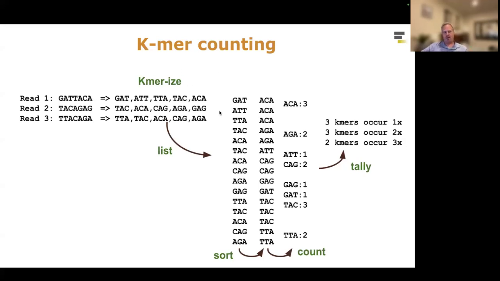Notice here, nowhere along the way do we need a genome assembly. We can just read out from the reads and build up this occurrences table. And the key idea is these occurrences are directly proportional to the coverage that you've done for your sequencing.